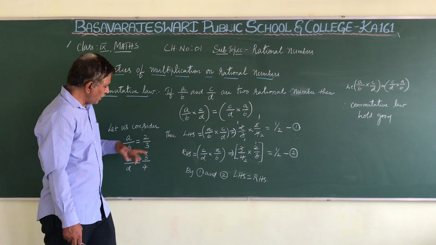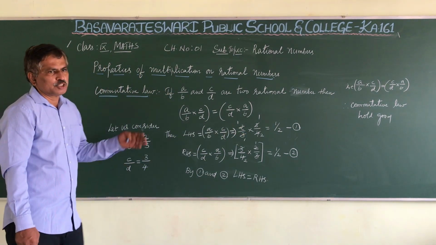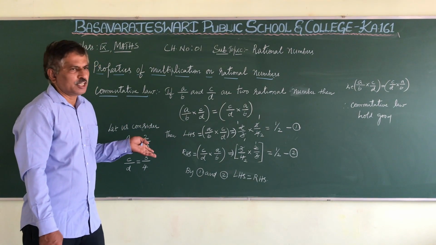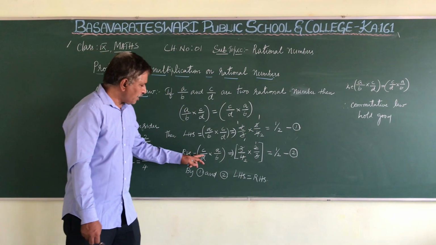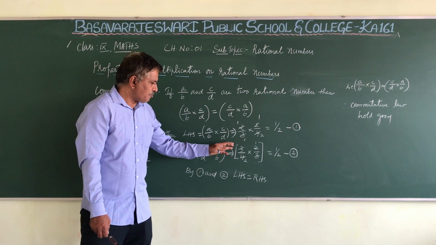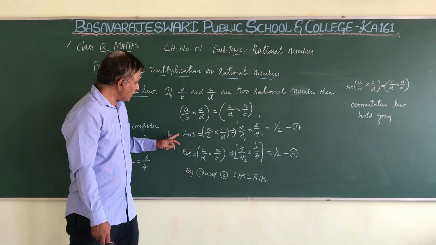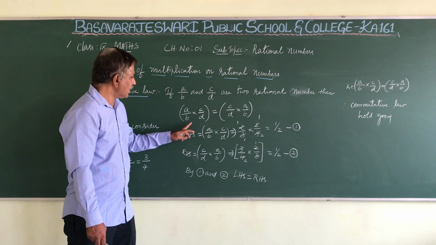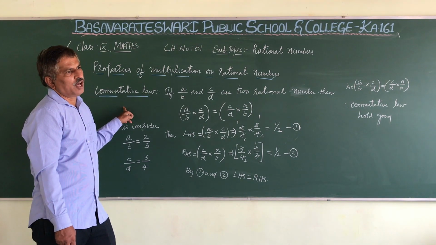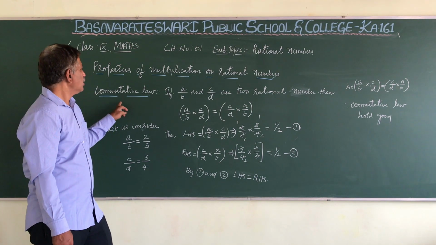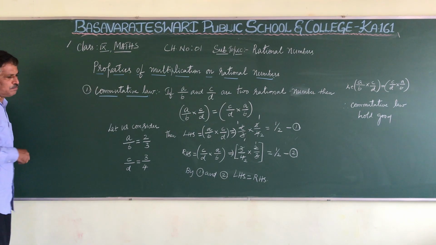So a/b × c/d, left hand side: a/b is 2/3 × c/d is 3/4. If there is a possibility of simplification, simplify it, or multiply, then simplify. After simplifying, I will get 1/2. Similarly, right hand side, c/d × a/b, I will get 3/4 × 2/3. After simplification, I will get half only. So by 1 and 2, we can tell that left hand side is equal to right hand side. That means these two are equal. Since these two are equal, definitely the commutative law holds good. So note down, this is the first property of multiplication on rational numbers.